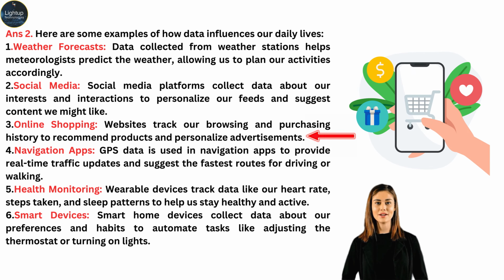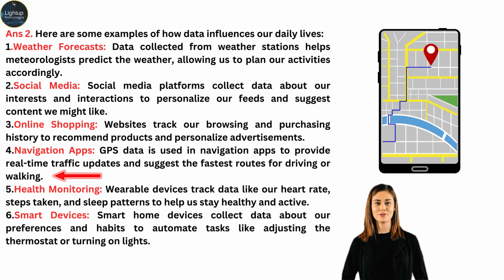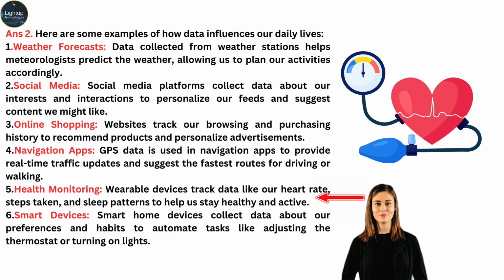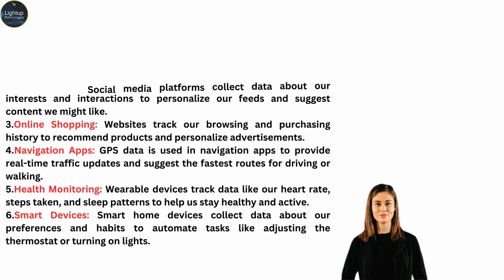Third, online shopping. Websites track browsing history to recommend products and tailor advertisements. Fourth, navigation apps. GPS data in apps offers real-time traffic updates and suggests optimal routes. Fifth, health monitoring. Wearable devices track health data like heart rate and steps to promote wellness. Sixth, smart devices. These gadgets collect data to automate tasks like adjusting thermostats or lights.